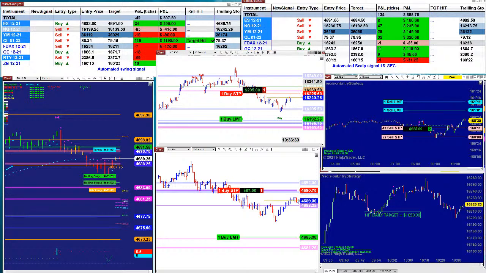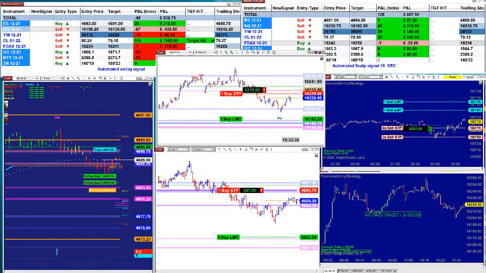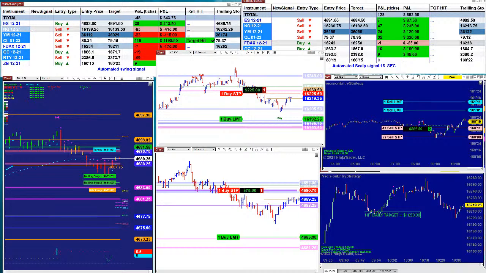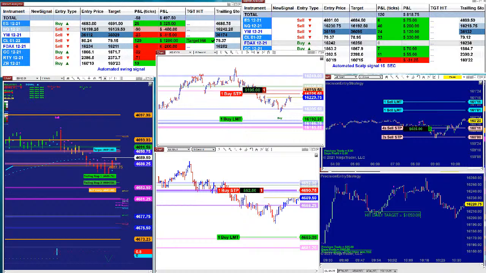I don't see anything. It's just the market, flat. So we will sit on standby for now. I don't see anything to grab. It's just going back and forth.